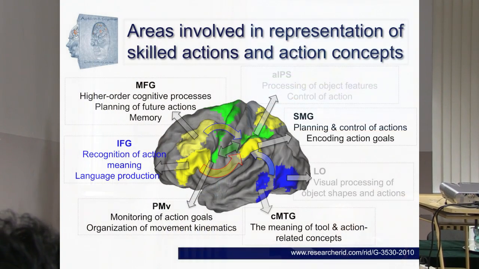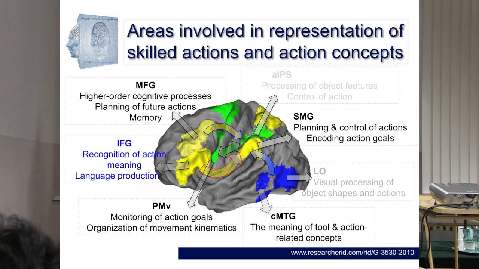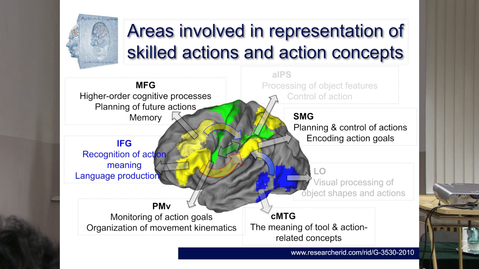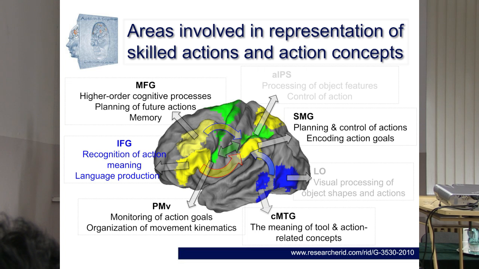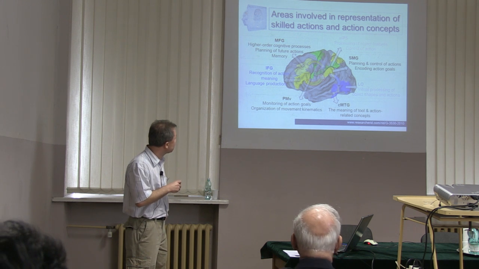What I will be talking about is skilled actions, which are learned movements that are often referred to as praxis, and language. At first I will introduce some of the left hemisphere regions that are involved in the control of these skills. First of all, maybe the inferior frontal gyrus would be one of the most important for language production, for example, but also for recognition of action. So yes, this yellow thing here.